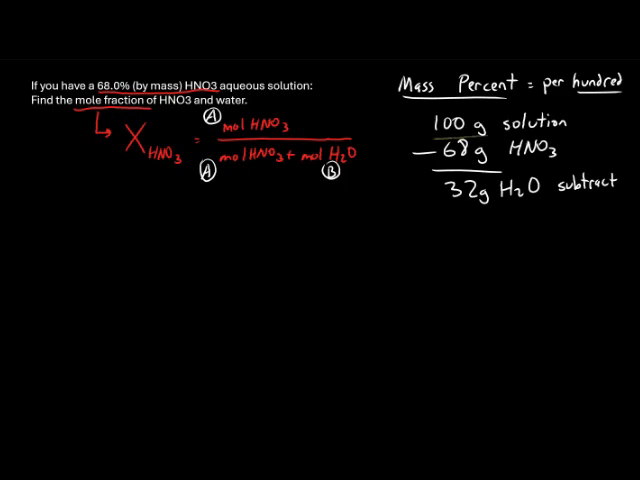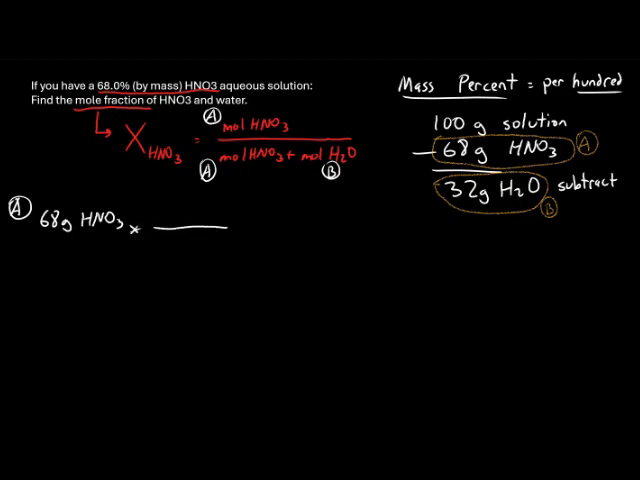We can use our grams of HNO3 in conjunction with our grams of water to get the moles of both HNO3 and water. We'll mark the grams of HNO3 with the letter A and the grams of water with B, because those are the quantities we'll be using for each part of the problem. For part A, we'll begin with 68 grams of HNO3. We will multiply by a fraction that takes us out of grams and into moles. So we're going to need the molar mass for HNO3.